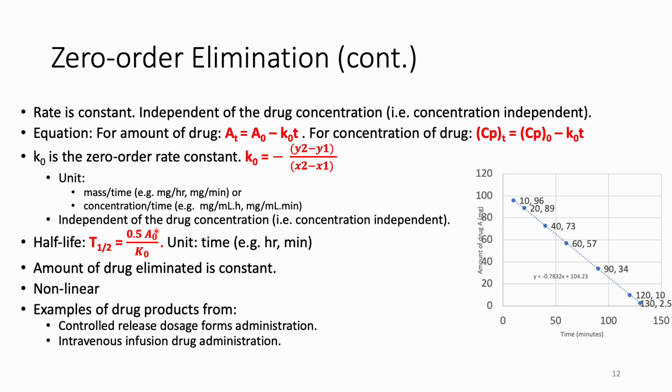That means the more drug is given, if the drug follows zero-order kinetics, the longer the half-life will be. The half-life is not constant in zero-order elimination kinetics. The amount of drug eliminated is constant, but the half-life is not constant. And it's linear on rectangular coordinates, or rectangular paper. Examples of drug products that follow zero-order elimination kinetics are controlled release drugs or intravenous infusion drug administration.